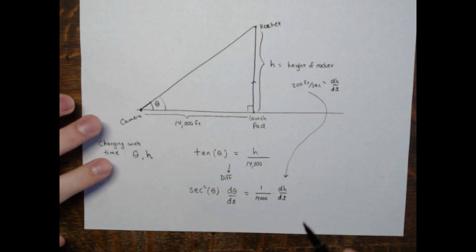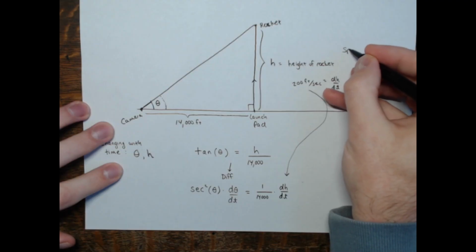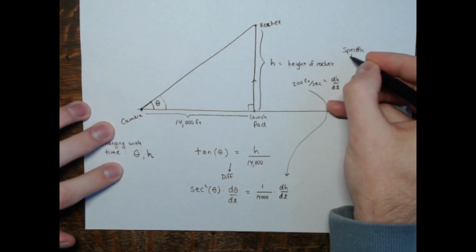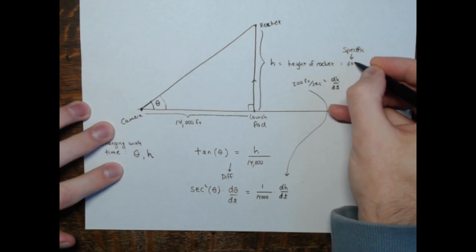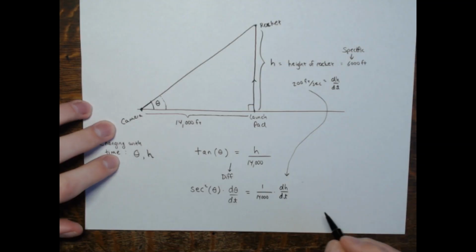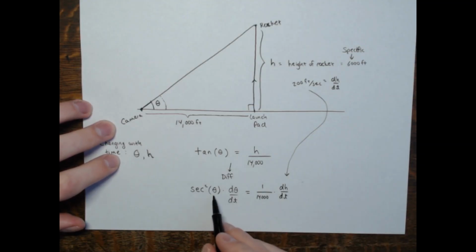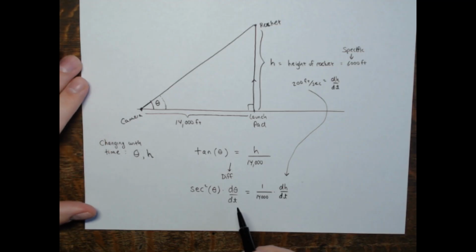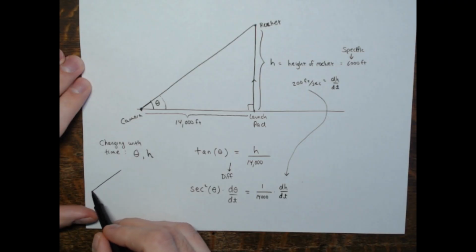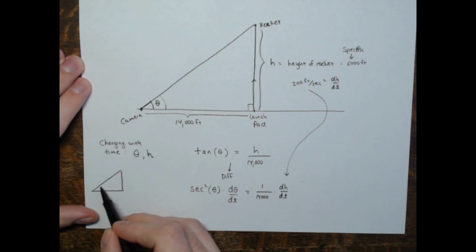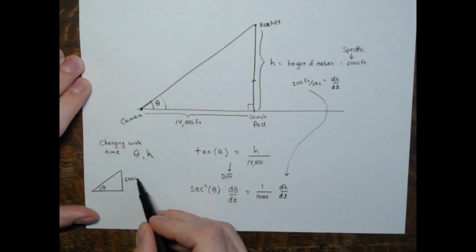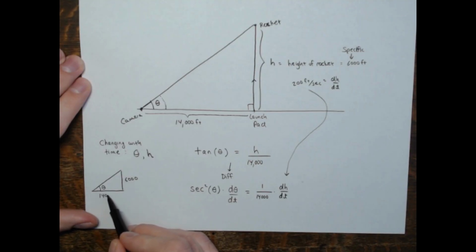And the specific moment in question here is when the height of the rocket is 6,000 feet in the air. So we've got dH/dt, we just need secant theta. So again, the specific moment looks like this. You have this camera angle, and the rocket's 6,000 feet in the air. The base here is 14,000.